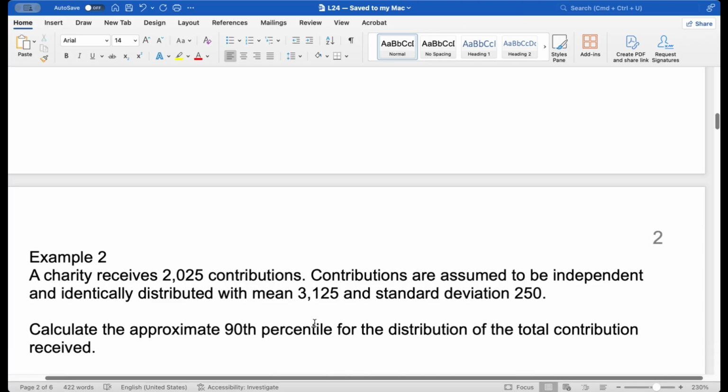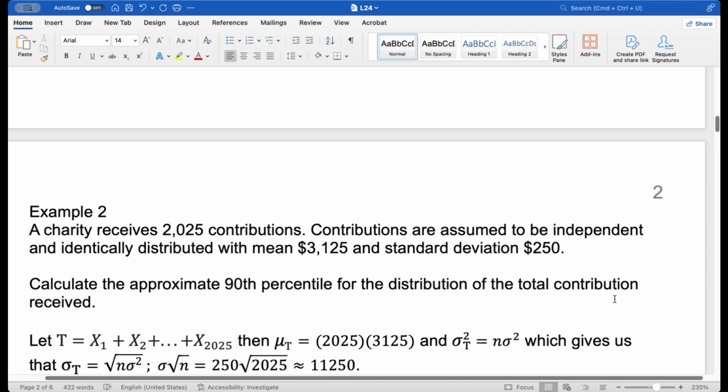All right, number 2. This is a full-on example. A charity receives 2,025 contributions. So that's the number of contributions. That's not the year. And they're assumed to be independent, identically distributed with a mean of $3,125, standard deviation of $250. Calculate the approximate 90th percentile for the distribution of the total.